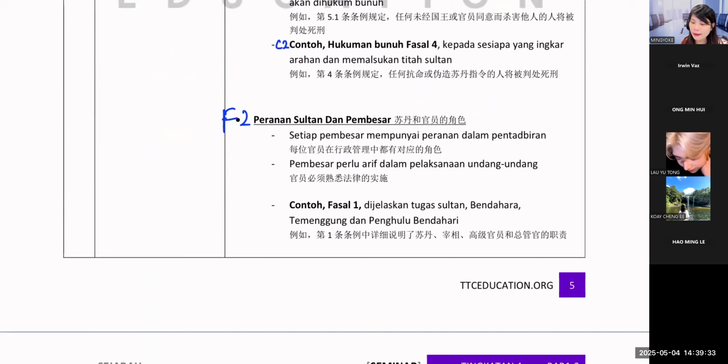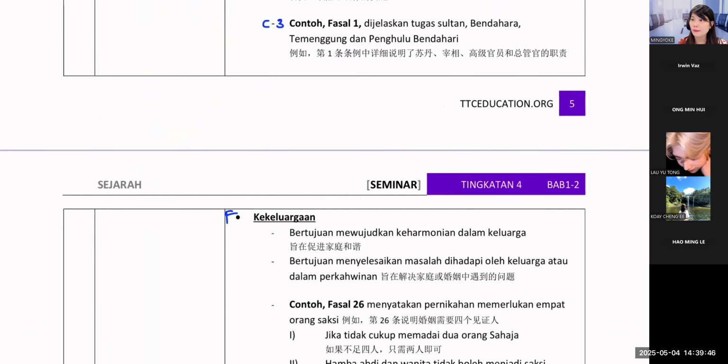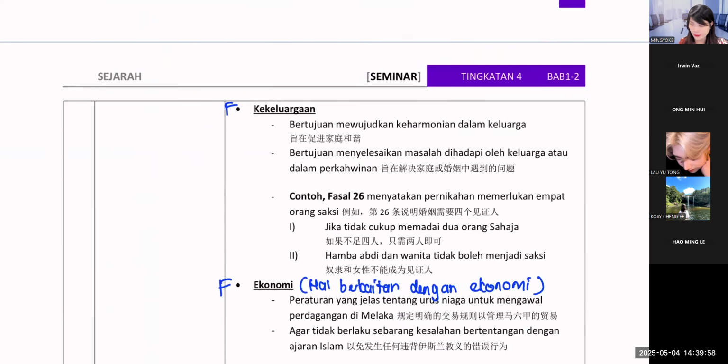You have Huraian 1, setiap pembesar mempunyai peranan dalam pentadbiran. Pembesar hendak arif dalam pelaksanaan undang-undang. Contohnya, fasa 1. You see? All this. Correct? Easy, right?